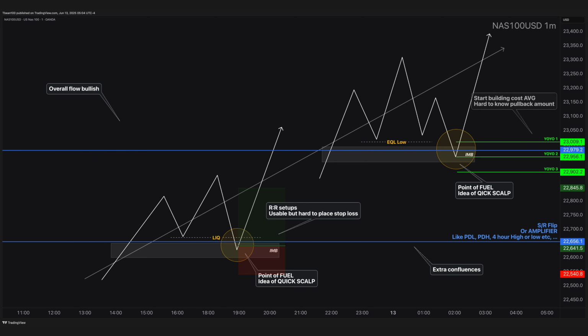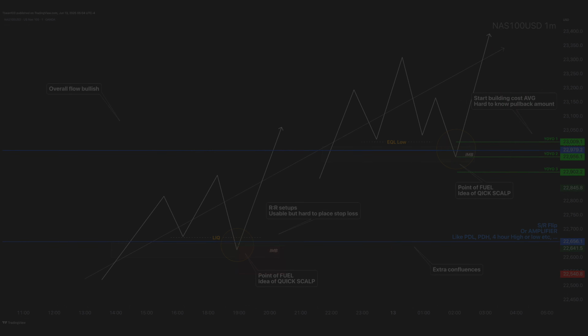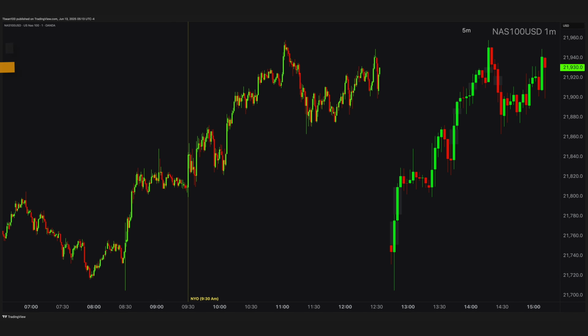Or you can try to build small averages in the fill zones, in the fill areas. Basically setting a series of small limit orders to create an average trade. Unfortunately, there is no clear choice here. You have to try both and decide for yourself. Okay, let's talk about a couple of examples.